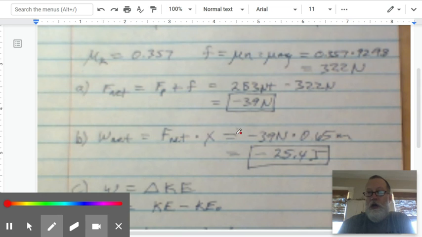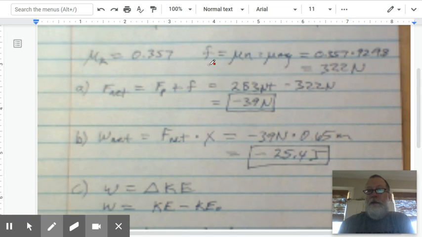And so we have the same equation we've been using for friction all along. We have friction equals mu times the normal force. And in this case, because the applied force is parallel to the floor, we can simply use mg, mass times acceleration due to gravity. And so we ended up with 0.357 times 92 times 9.8, which gives us 322 newtons. Now that's a frictional force, so it'll be negative.